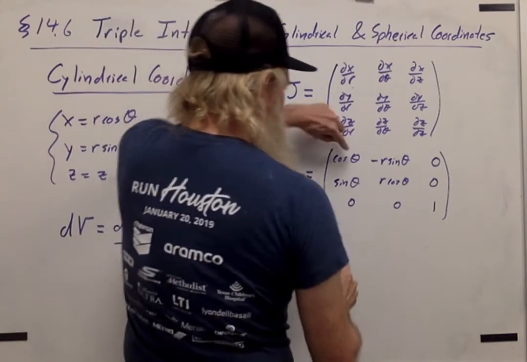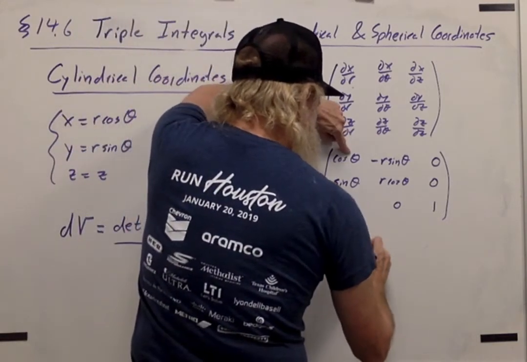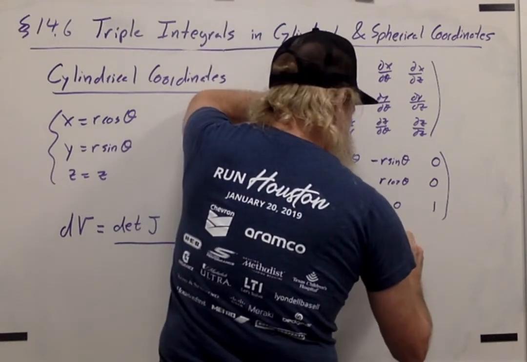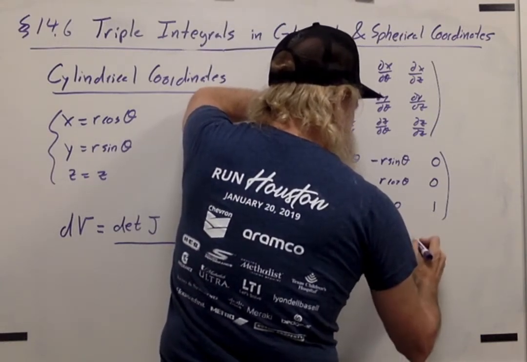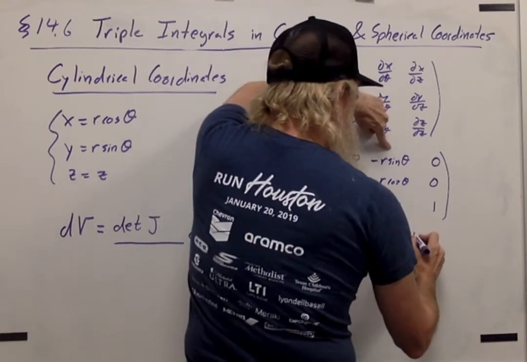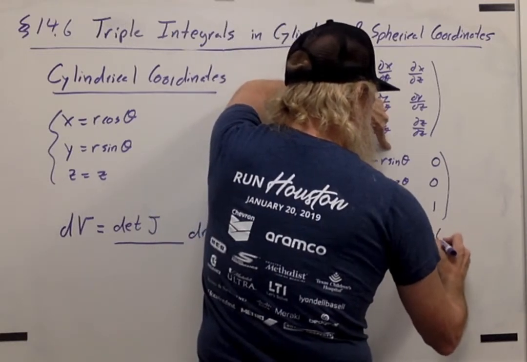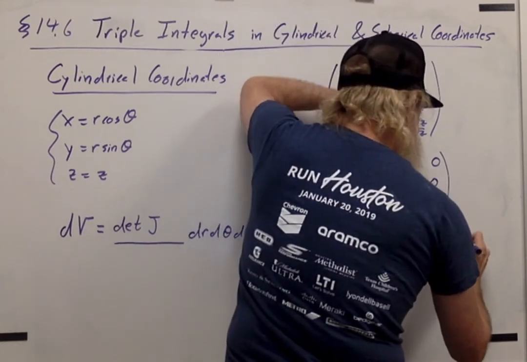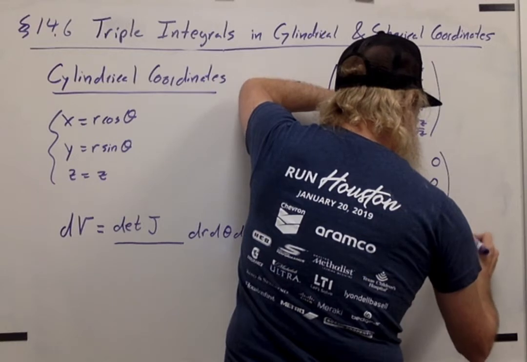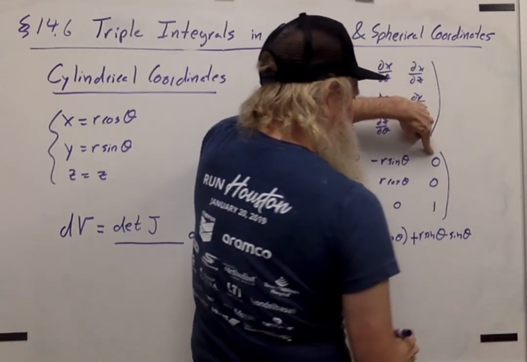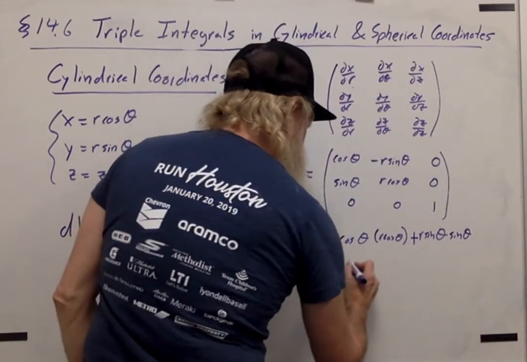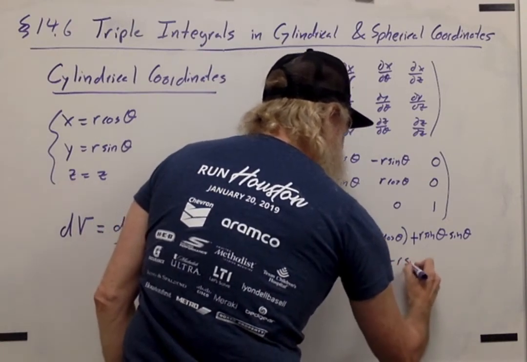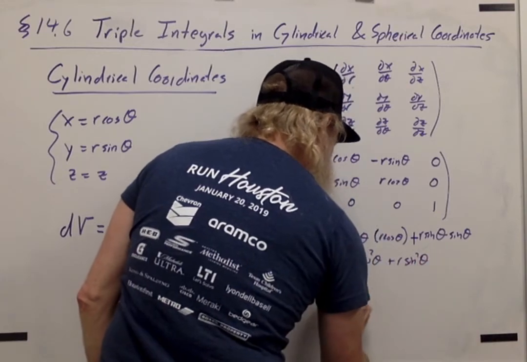we're going to get cosine theta times r cosine theta minus 0, minus a negative r sine theta times sine theta minus 0, plus 0, which is r cosine squared theta plus r sine squared theta, which is r.